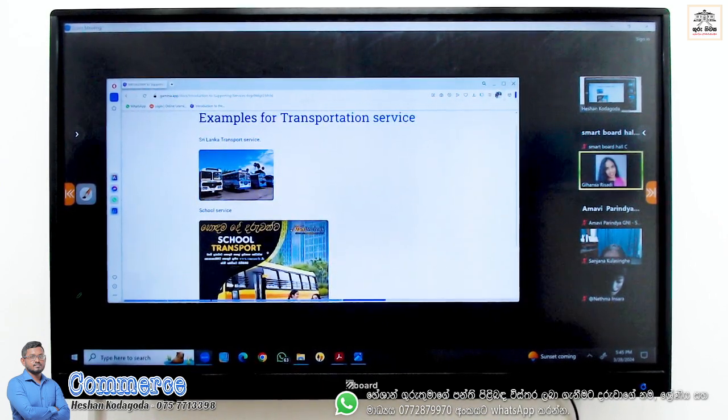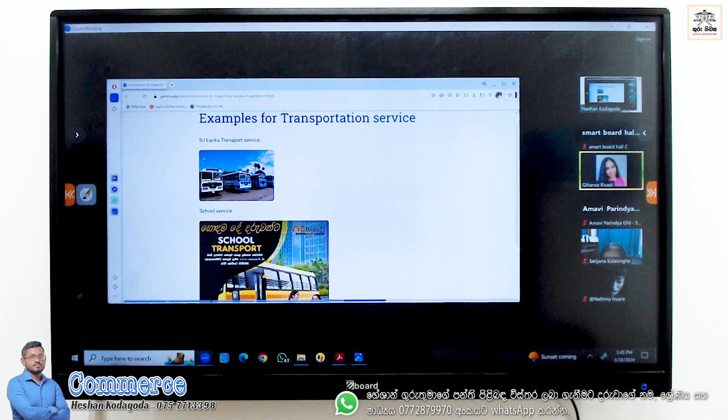Examples for transportation service: Sri Lanka Transport Service and school services are some examples for transportation service.